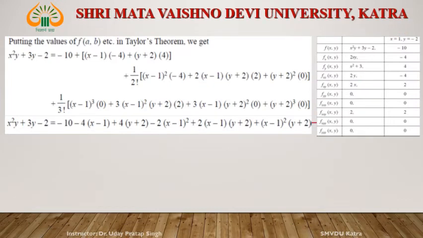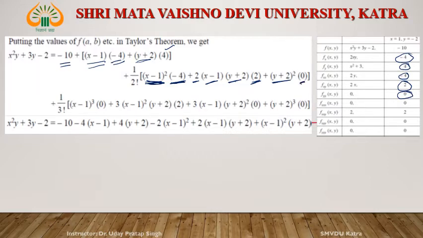Then this is f of a b, h ∂f/∂x is minus 4, k is y plus 2, ∂f/∂y is 4. Okay. 1 by factorial 2 h square ∂²f/∂x², which is minus 4. Now 2hk ∂²f/∂x∂y, this is 2. k square ∂²f/∂y², which is 0.